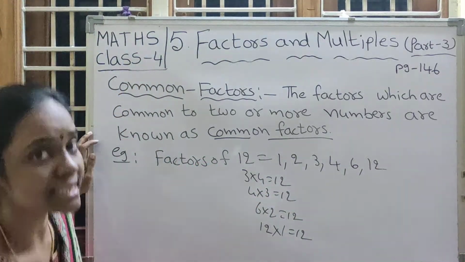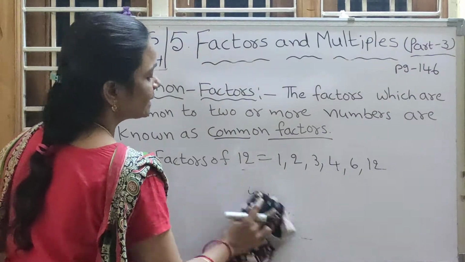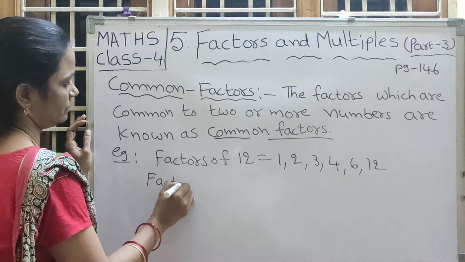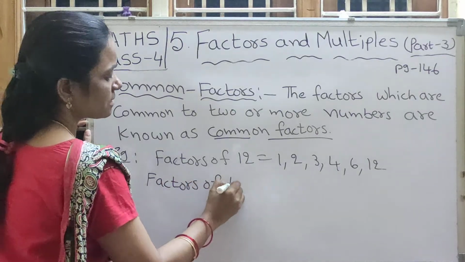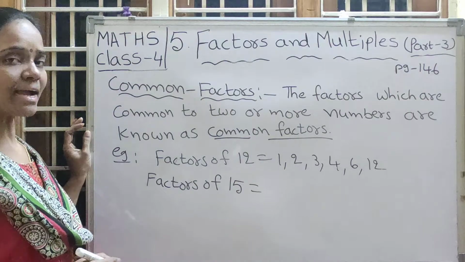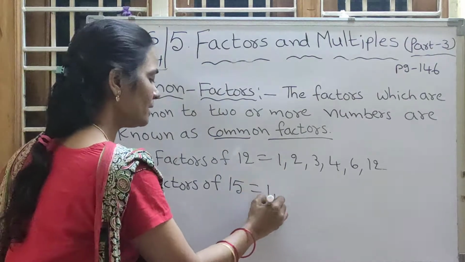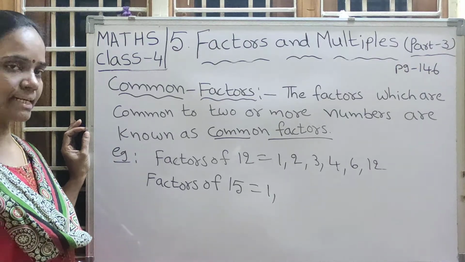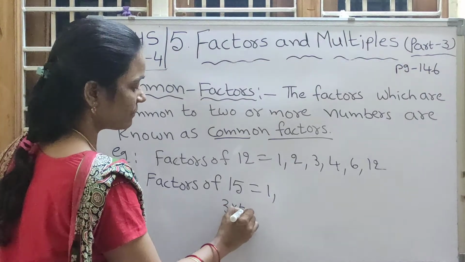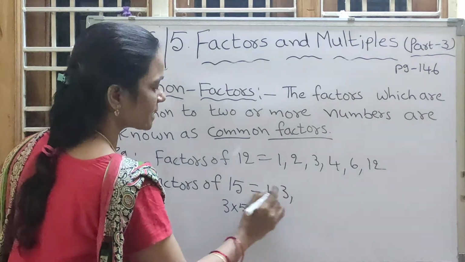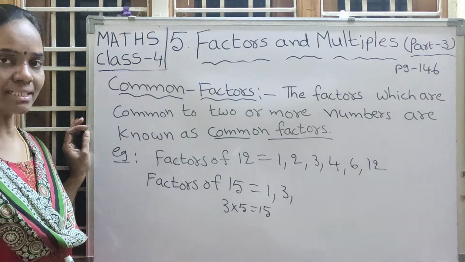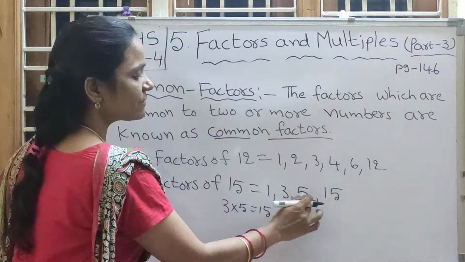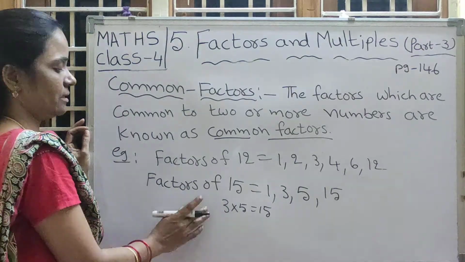Okay, now take another number. Write down the factors of 15. 1 is a factor of 15. In the 2 table, do we get 15? No. In the 3 table, yes, 3 fives are 15, so 3 is a factor of 15. In the 4 table? No. Directly in the 5 table, and next in the 15 table. So 1, 3, 5, 15. These are the factors of 15.